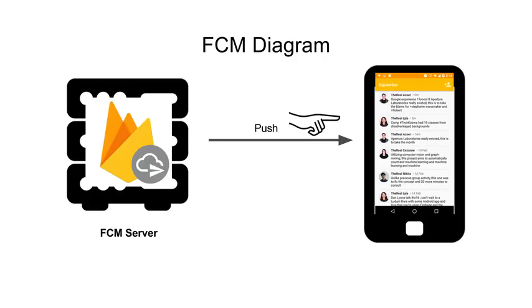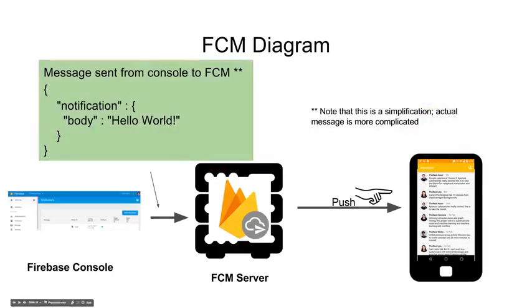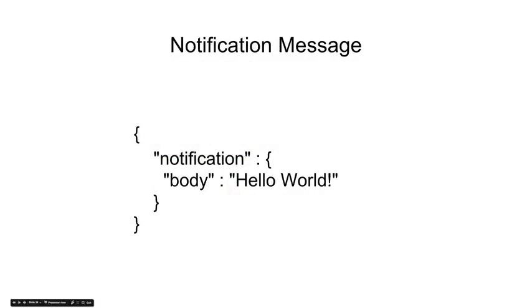What just happened? Well, going back to our diagram, we actually need to add one part, the Firebase console. The Firebase console, when you enter all of the correct information, bundles up all of that information and then sends it off to the FCM server. The way the data is bundled looks a little bit like this. Note that there's a little bit more information attached, so this is a simplification. This is what's known as a notification message, and we'll talk more about what this means later.